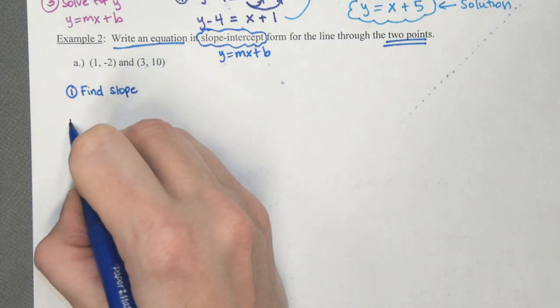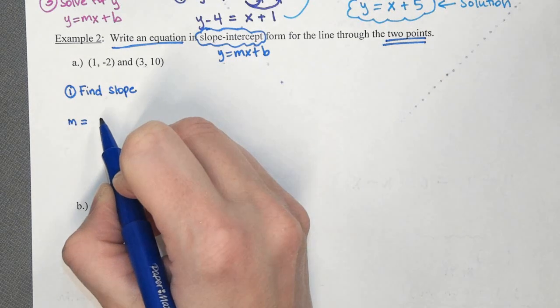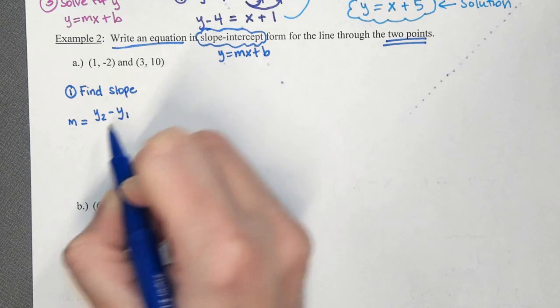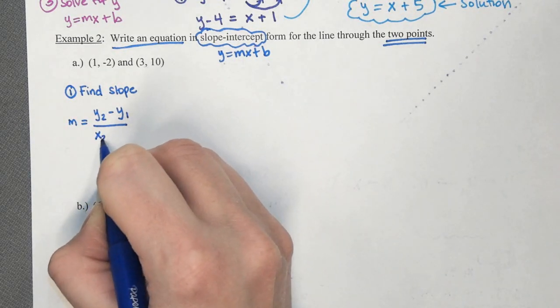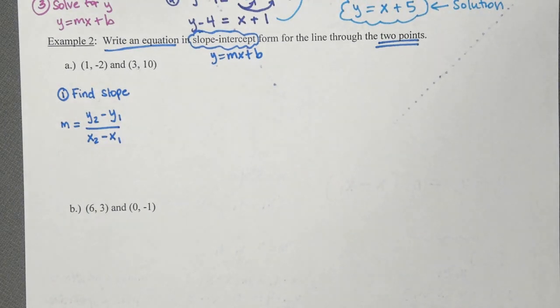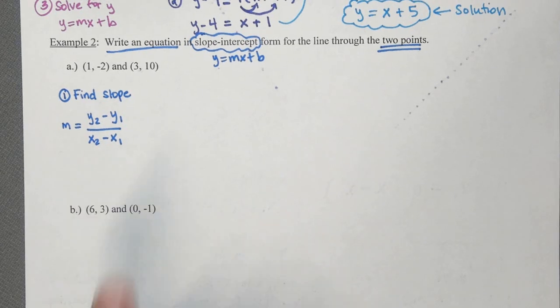And there's a special formula. Just wait till we finish this. Okay, so we have y2 minus y1 over x2 minus x1. Okay, so when you are finding the slope, I want you to write down this equation. Some of you might remember it from earlier.